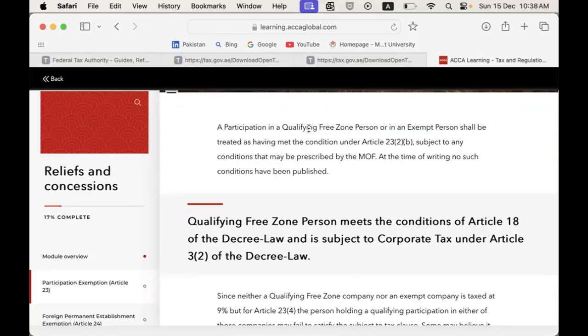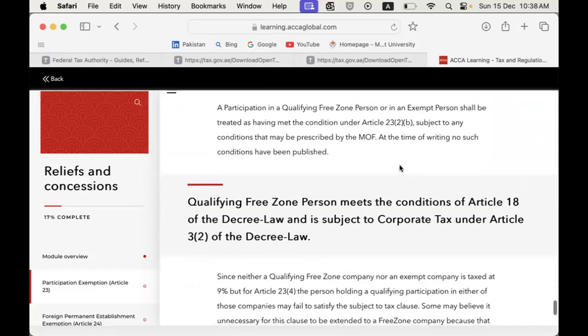A participation in a qualifying free zone person or in an exempt person shall be treated as having met the condition under Article 23 2B, subject to any conditions that may be prescribed by the Ministry of Finance. At the time of writing, no such conditions have been published. So one participation company invests in a qualifying free zone person.